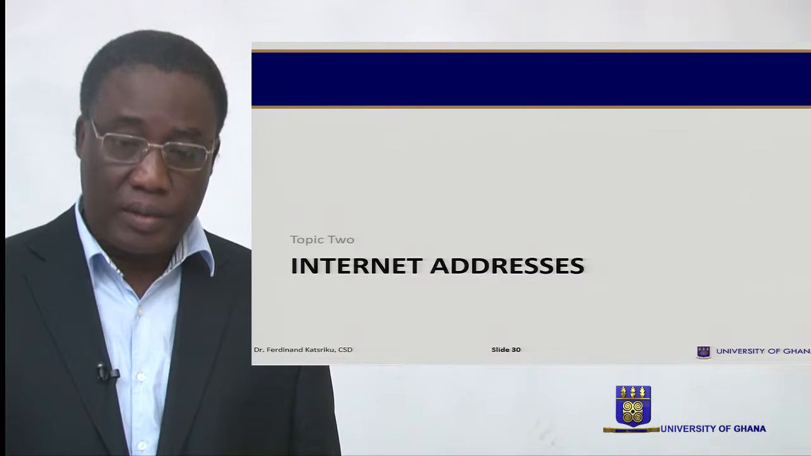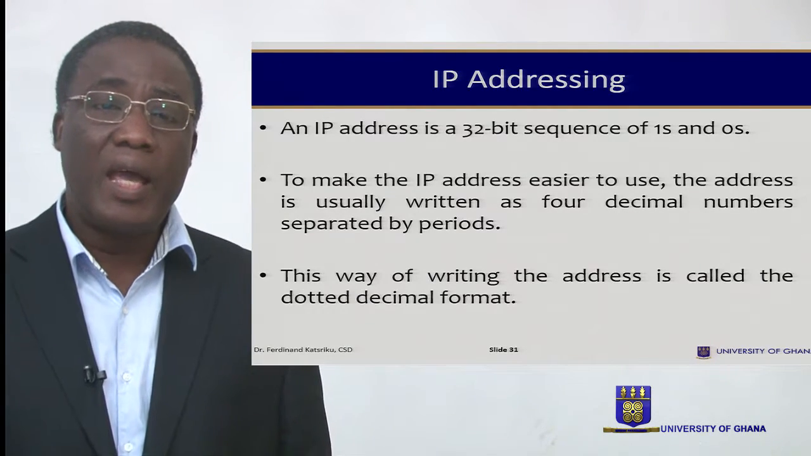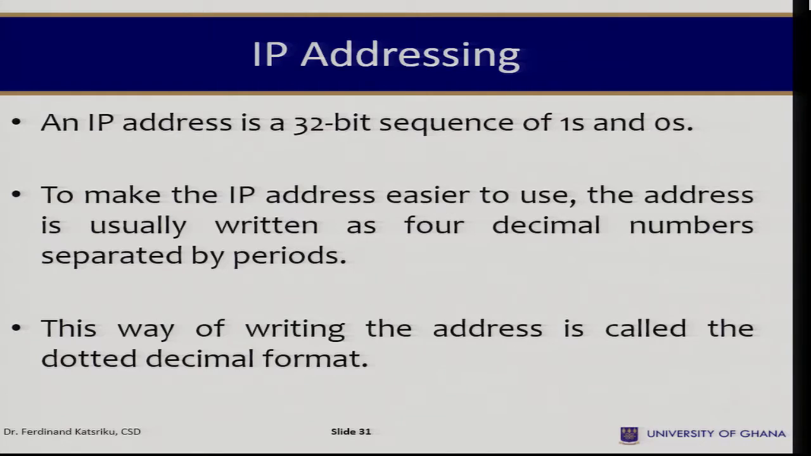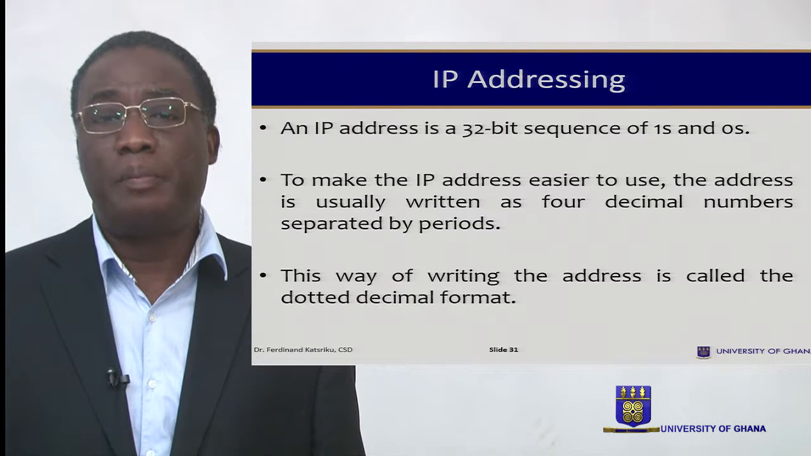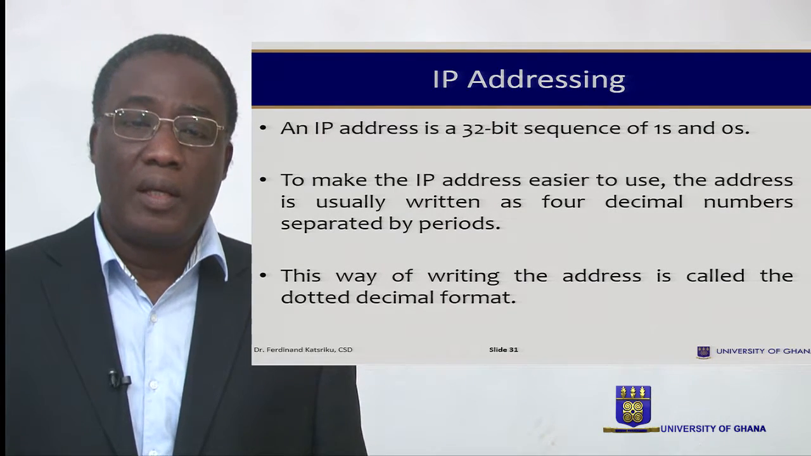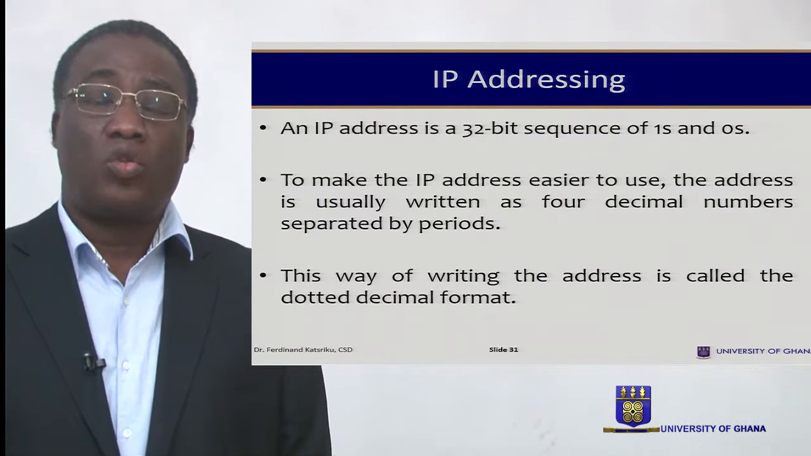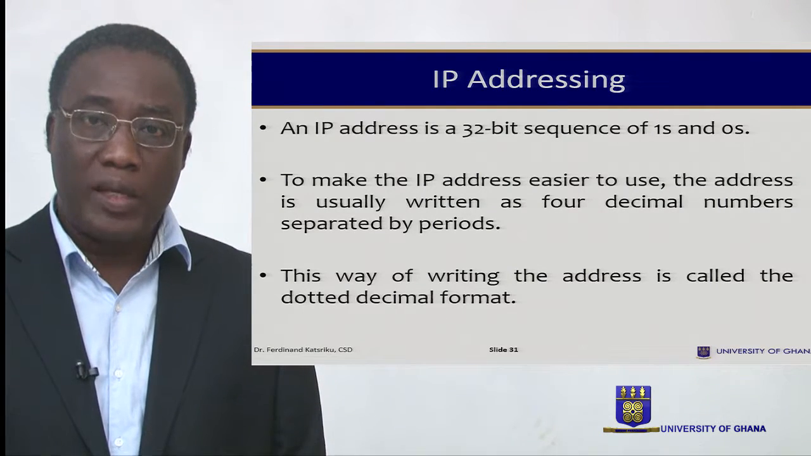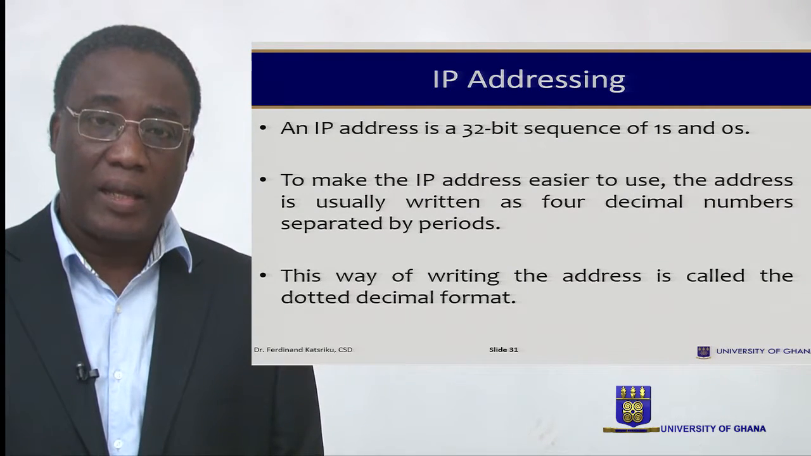Internet addresses. An IP address is a 32-bit sequence of ones and zeros. To make the IP address easier to use, the address is usually written as 4 decimal numbers separated by periods or dots. This way of writing the address is called the dotted decimal format, and we had mentioned this previously in earlier sessions.